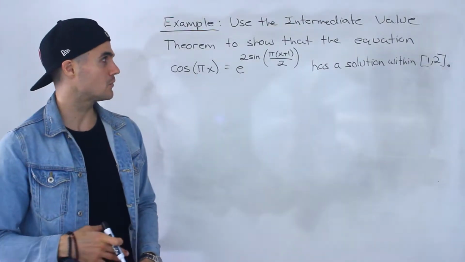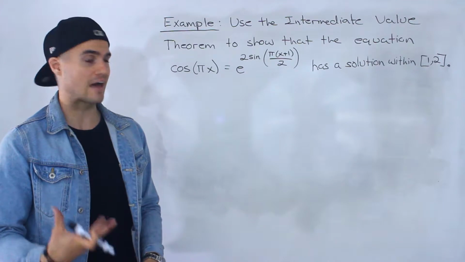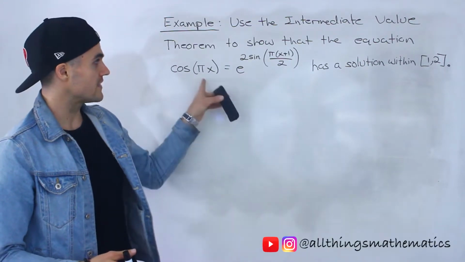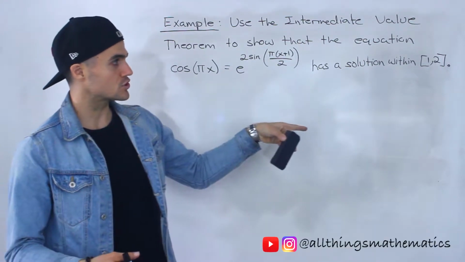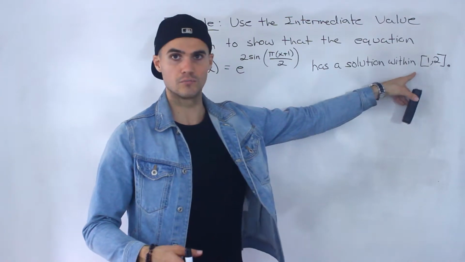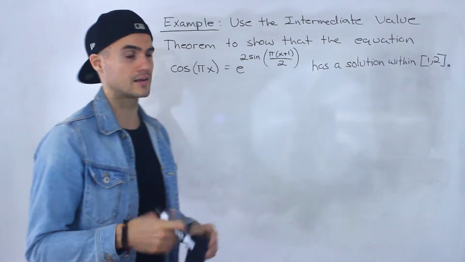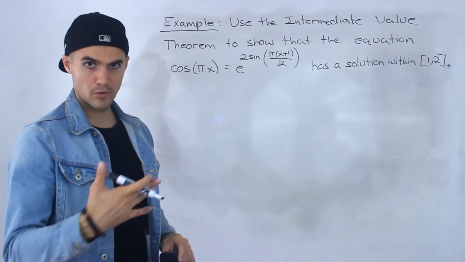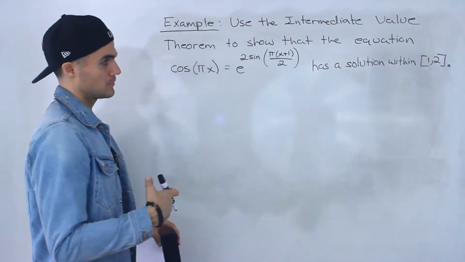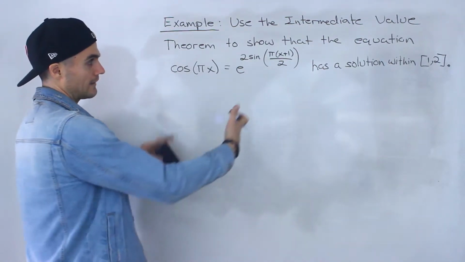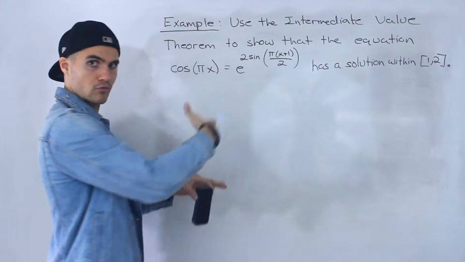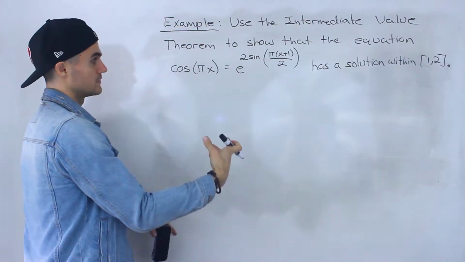And in this video, what we got to do is use the intermediate value theorem to show that this equation here has a solution within this interval between x values 1 and 2. So if you remember from the lecture videos on the intermediate value theorem, the way I like to do this is I like to bring everything over to one side and create a function.